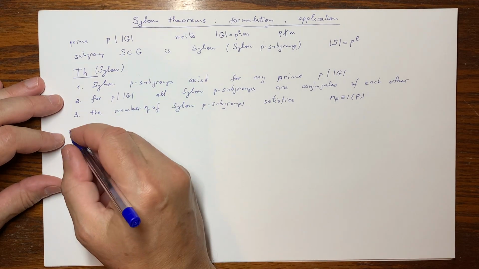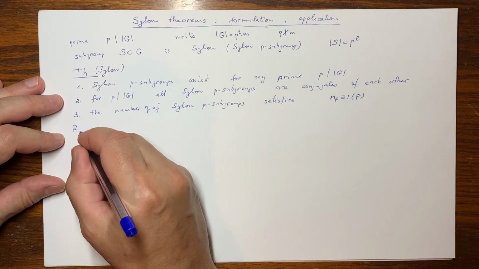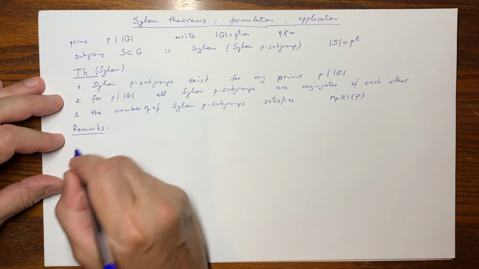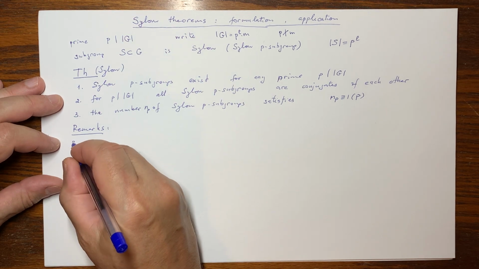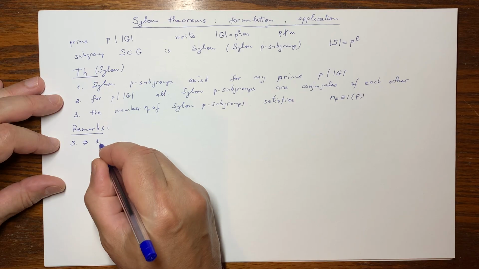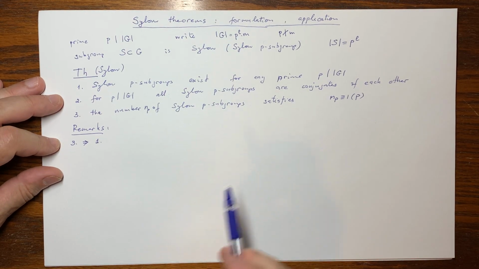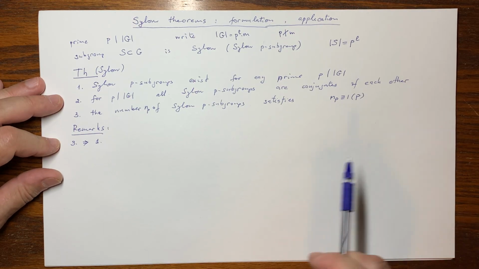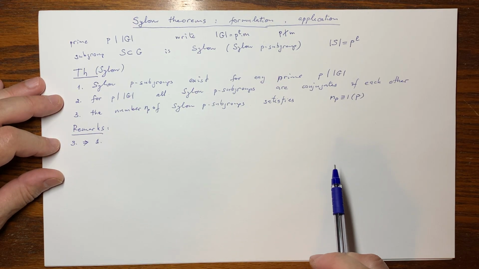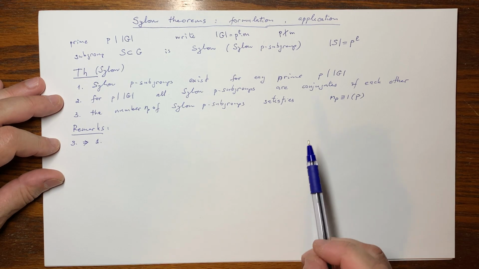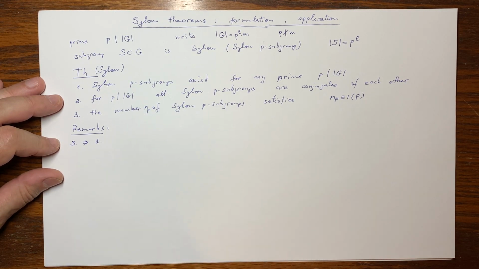But let me make a few remarks. The first is just a pure logical remark. The third Sylow theorem implies Sylow theorem number 1. Because if that number has remainder 1 mod p, it cannot be 0. So Sylow p subgroups should exist. But in reality, it's more practical to start by proving the first theorem and then deduce the other two.